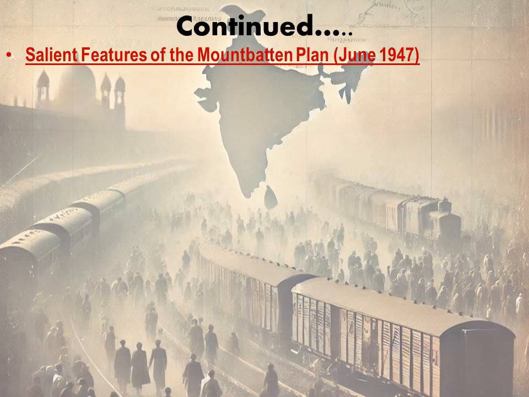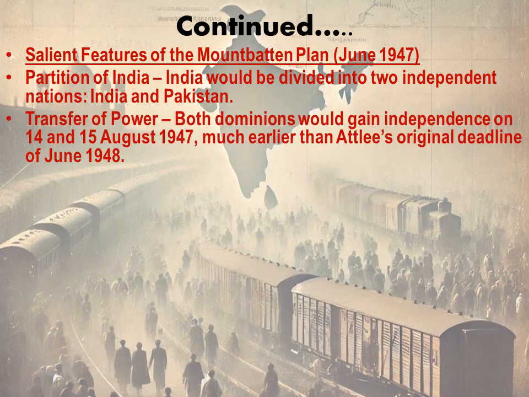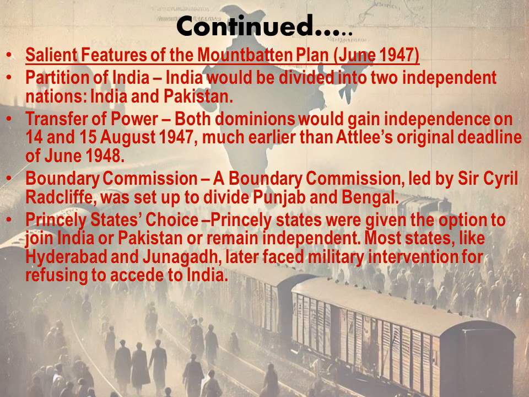Continued. Salient features of the Mountbatten Plan, June 1947. Partition of India. India would be divided into two independent nations, India and Pakistan. Transfer of power. Both dominions would gain independence on 14th and 15th August 1947, much earlier than Attlee's original deadline of June 1948. Boundary Commission. A boundary commission led by Sir Cyril Radcliffe was set up to divide Punjab and Bengal.